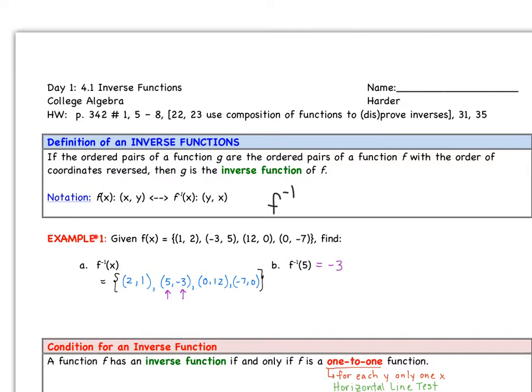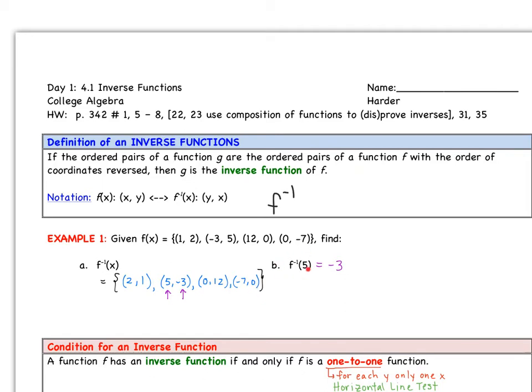So if we look at this first example, and we're given f of x as the set of all these ordered pairs, and I ask you to find f inverse, well, all we're going to do is take these ordered pairs and switch the x and y values. So instead of the point (1, 2), we now have the point (2, 1). Instead of (-3, 5), we have (5, -3). Instead of (12, 0), we have (0, 12). And instead of (0, -7), we have (-7, 0).